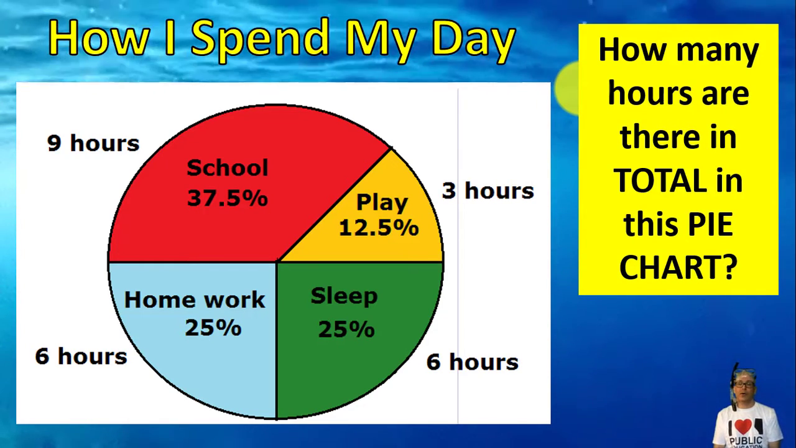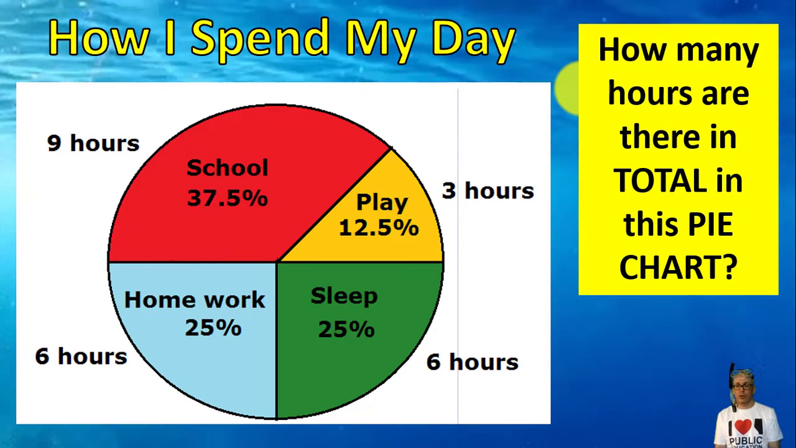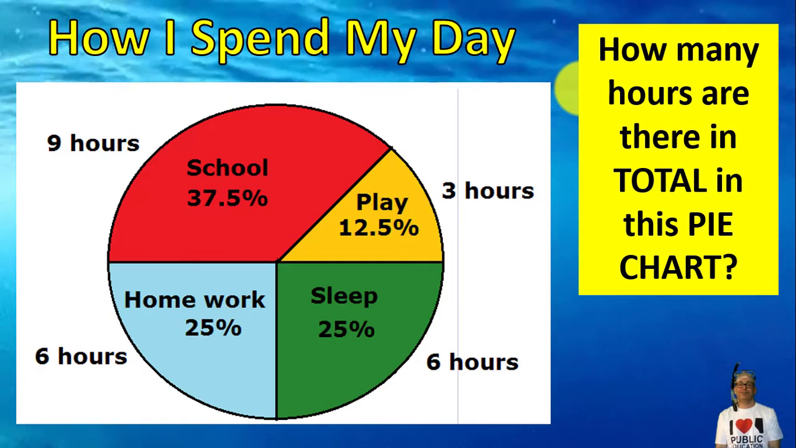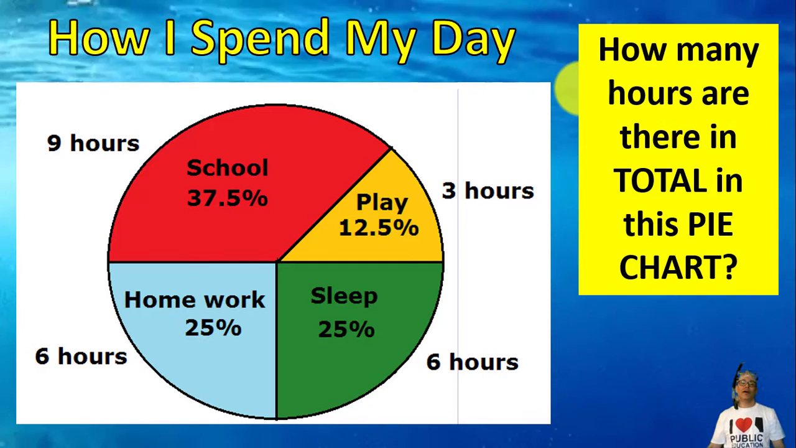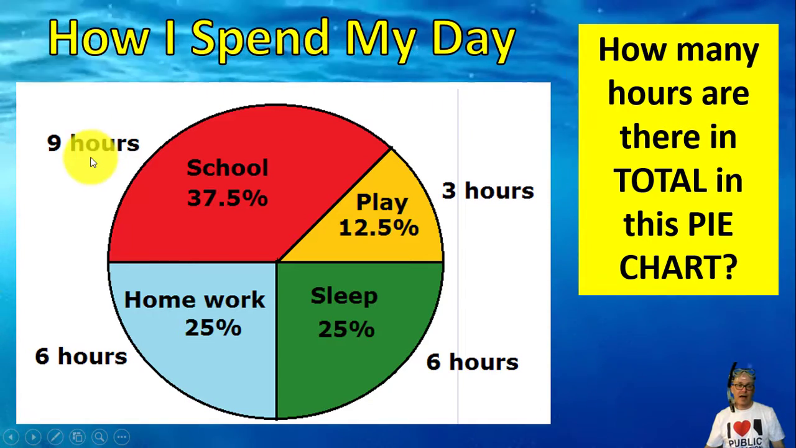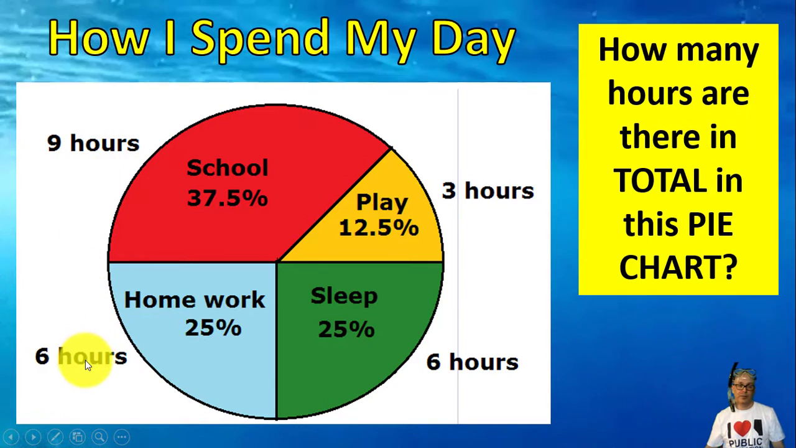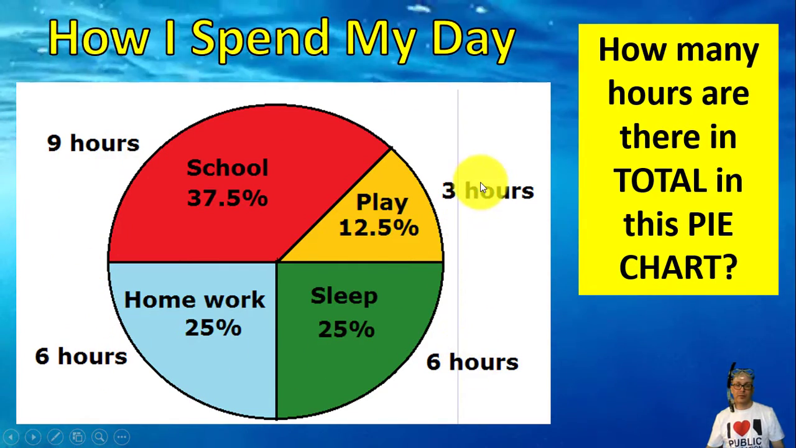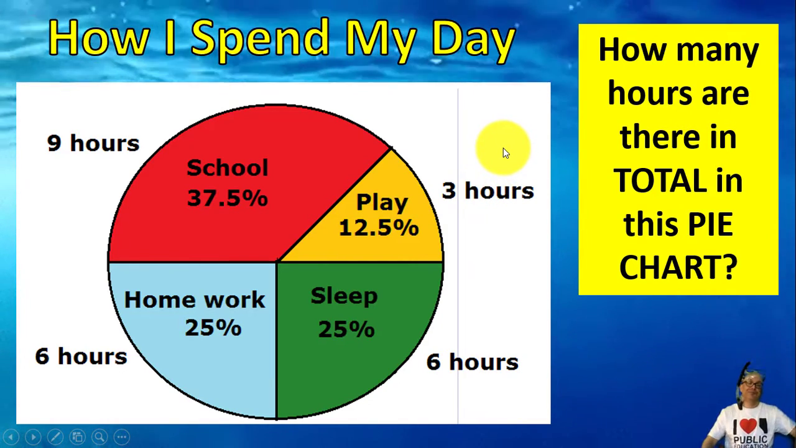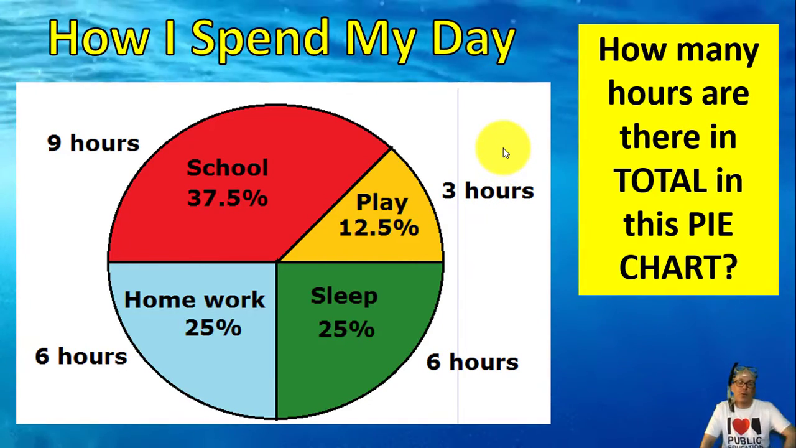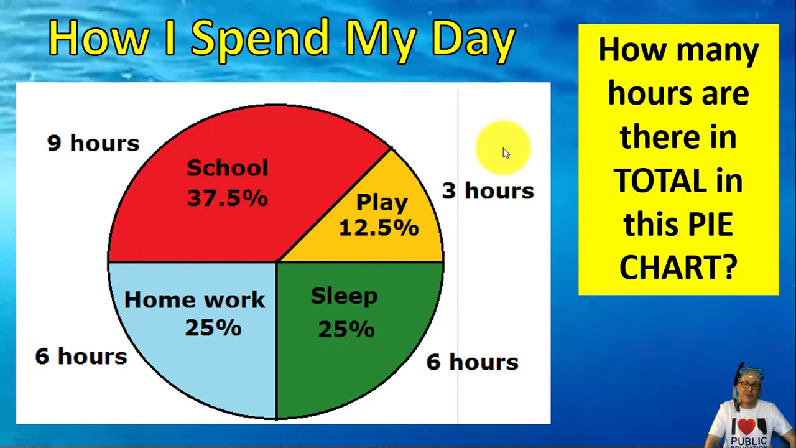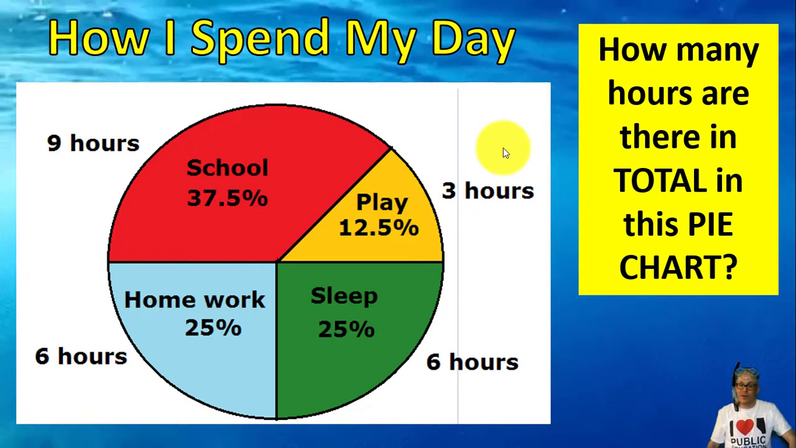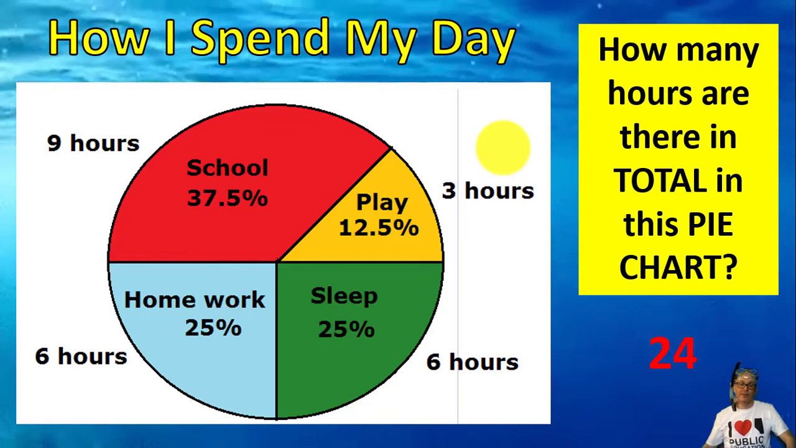How many hours are there in total in this pie chart? Okay, there's two ways of figuring this out. One way is you can just add them up. 9 plus 6 plus 6 plus 3. Well, what's another way? Do you already know how many hours are in a day? Yeah, you do. 24, right? 24 hours.